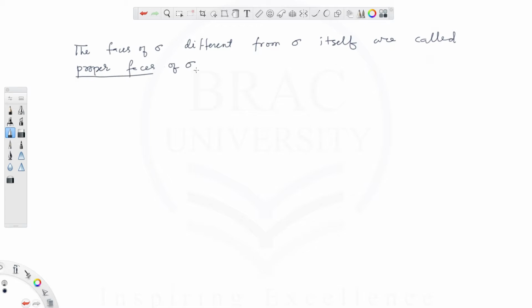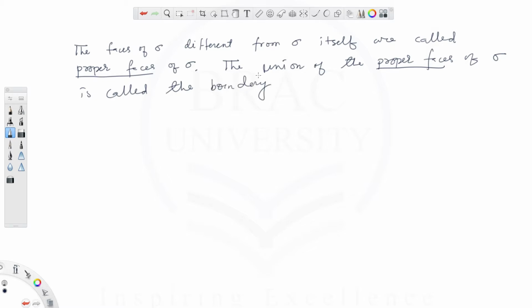The union of the proper faces of sigma is called the boundary of sigma, and is denoted by BD sigma.